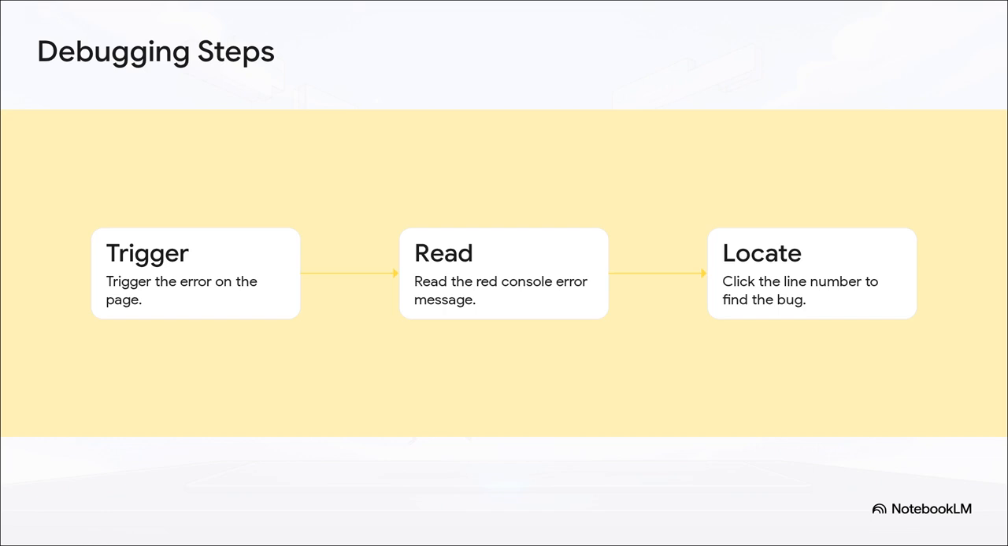Step 1, trigger the error. Do whatever user action actually causes the code to break. Step 2, read that red console error carefully. Figure out, is it a syntax error, a reference error? See what the browser is trying to tell you. And then step 3, this is the best part. Click the line number. The console is so smart, it gives you a direct clickable link to the exact line of code in the Sources tab that threw the error. Clicking it teleports you right to the scene of the crime, so you can fix it immediately.